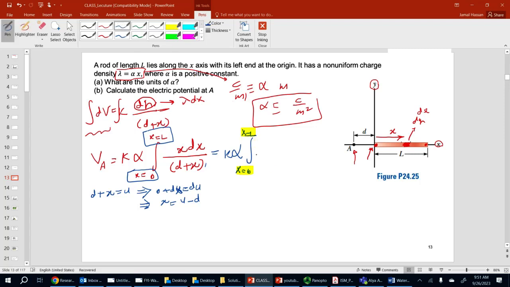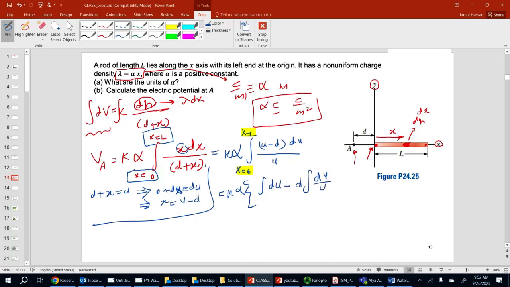Okay. So let's see how this looks. Our x is equal to u minus d. So it's u minus d, right? Multiply. Our dx is du, and our d plus x is u, right? So this is basically equal to k lambda times the integral of u divided by u, which is 1, so the integral of du, minus d, which is constant, times the integral of du divided by u.